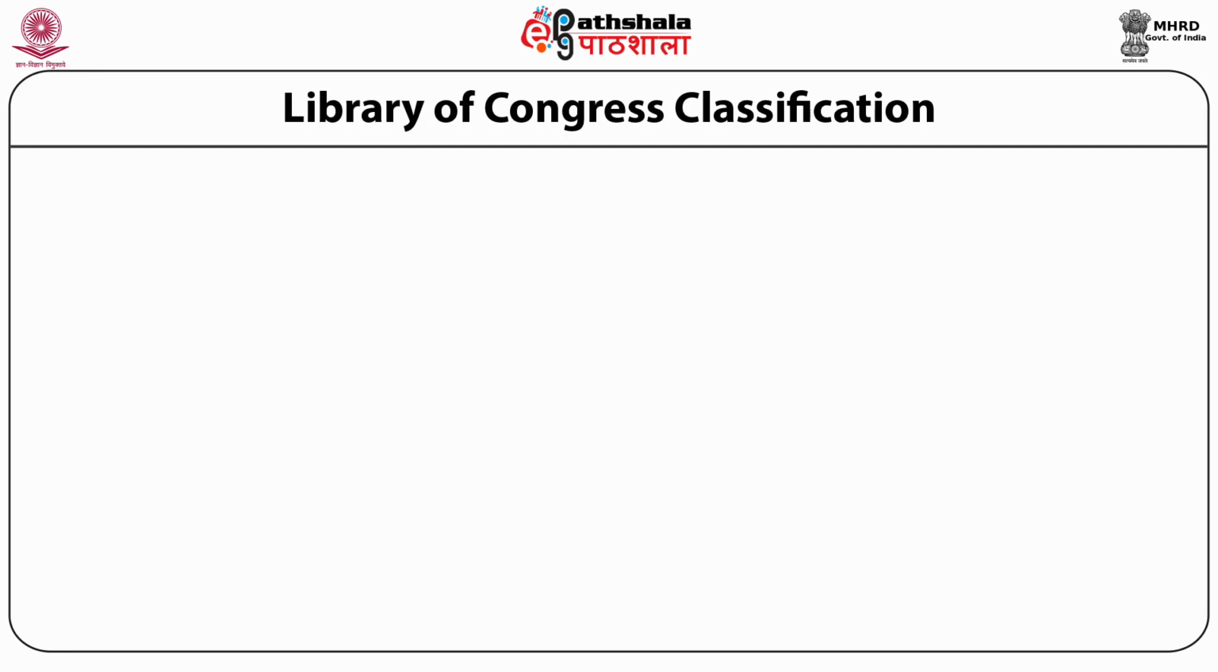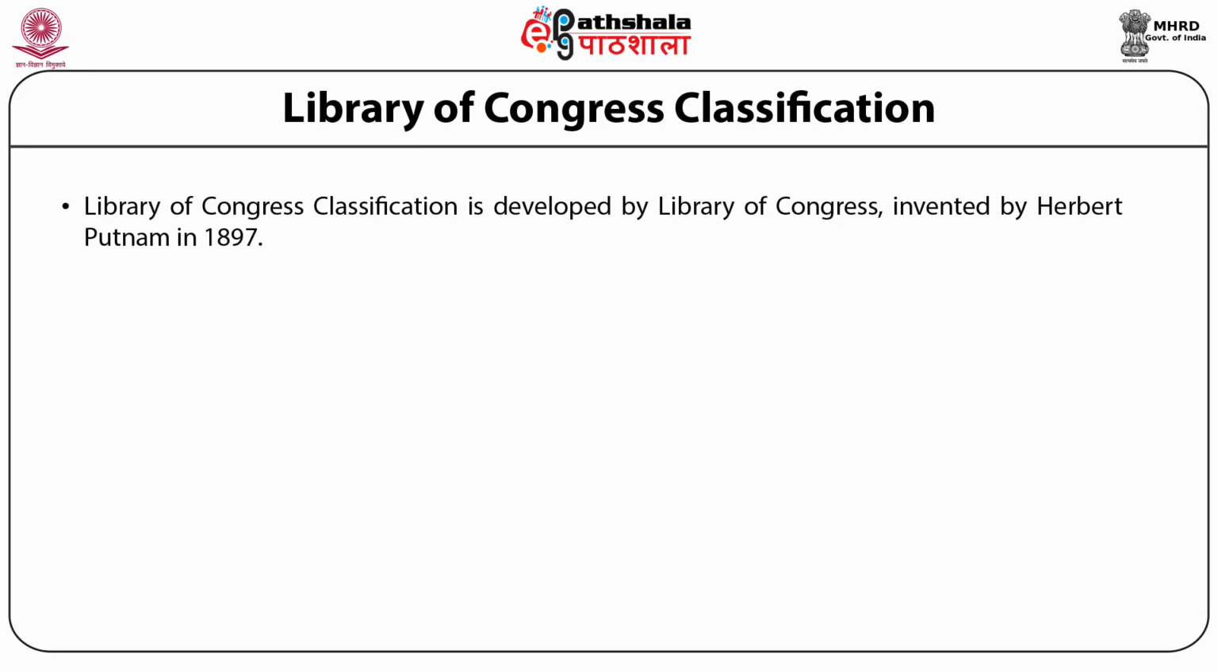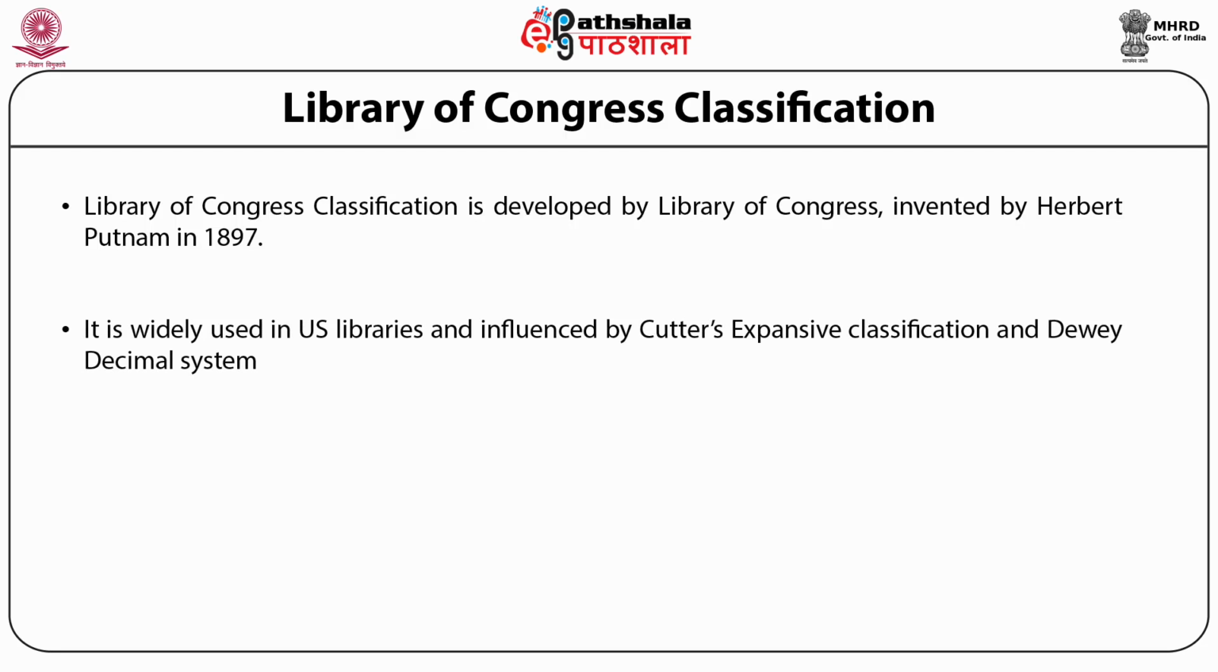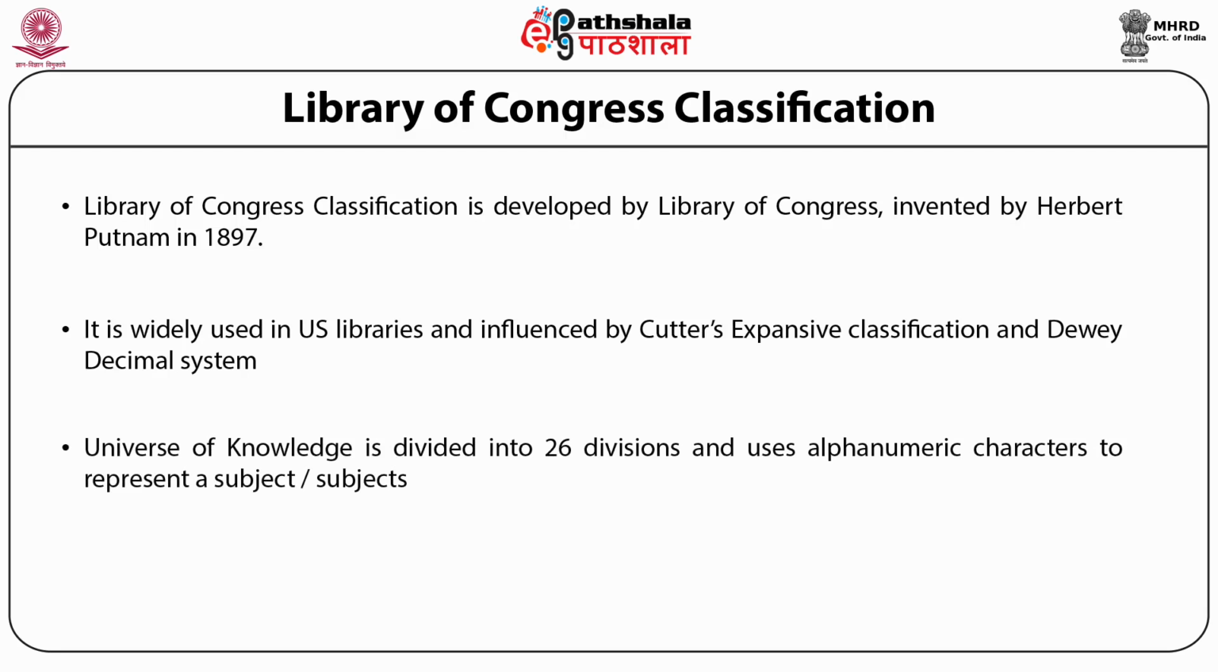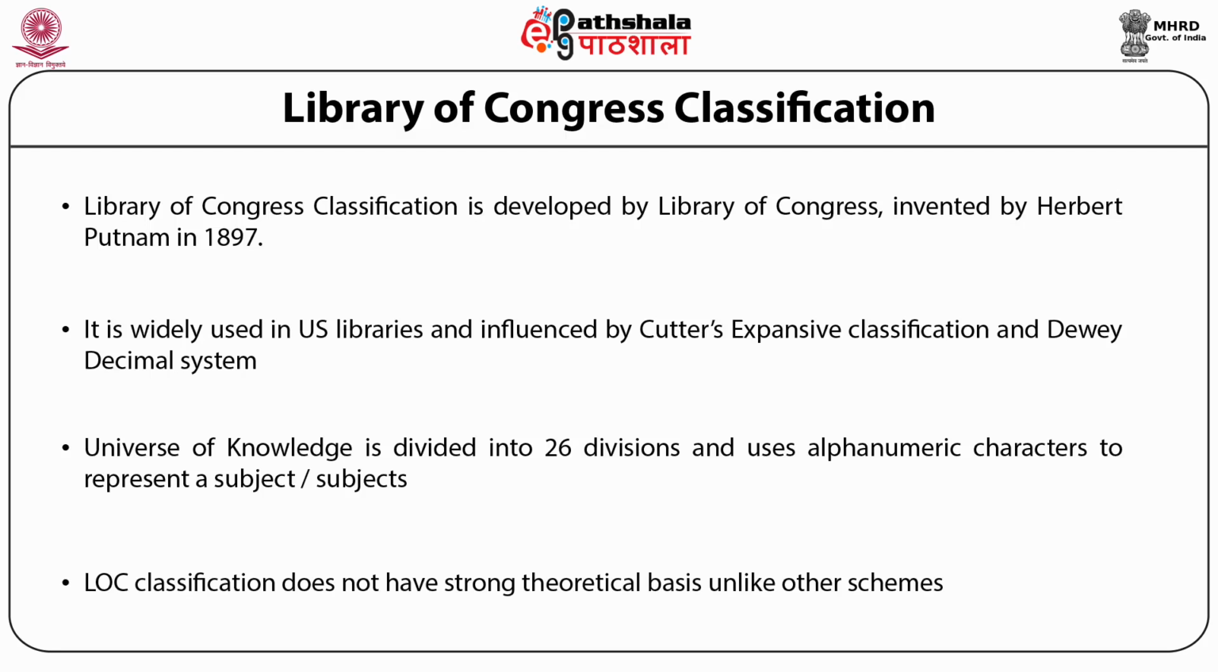Library of Congress Classification. The Library of Congress Classification was developed by the Library of Congress by a person named Herbert Putnam in 1897. It is widely used in United States libraries and is influenced by Cutter's Expansive Classification and the Dewey Decimal System. The universe of knowledge here is divided into 26 divisions and uses alphanumeric characters to represent a subject or subjects. The Library of Congress Classification does not have any strong theoretical basis, unlike many other schemes.